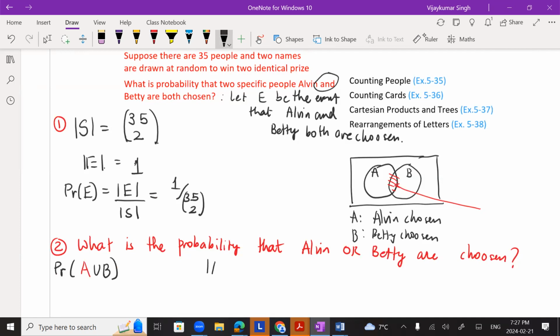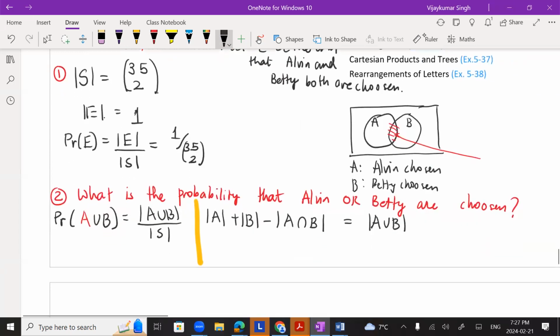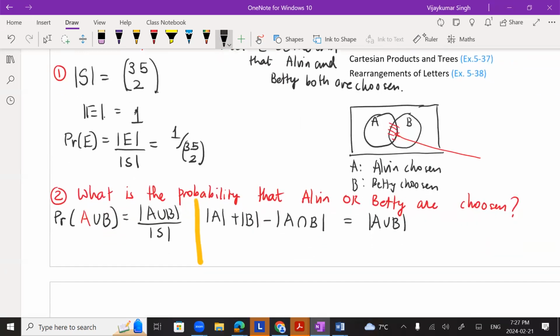And that is the size of Alvin chosen plus the size of Betty chosen, minus the size of A intersection B. This is the size of A union B. Do you agree? Yeah. Here I know already by the formula itself, I don't need to do anything. The probability will be n of A union B, or size of A union B, divided by the total sample space. So now we need to find out what is the size of A union B.